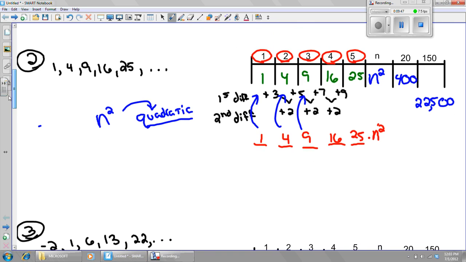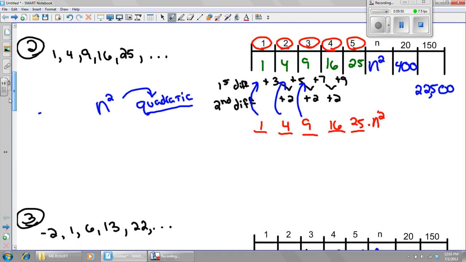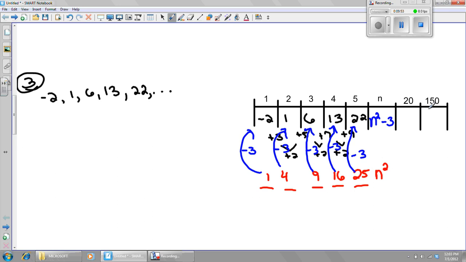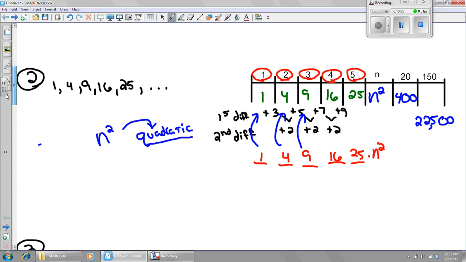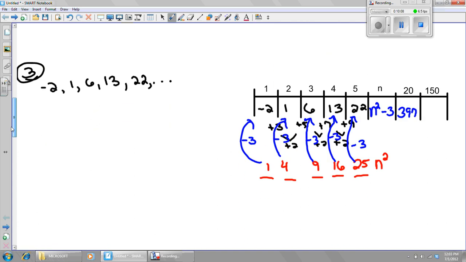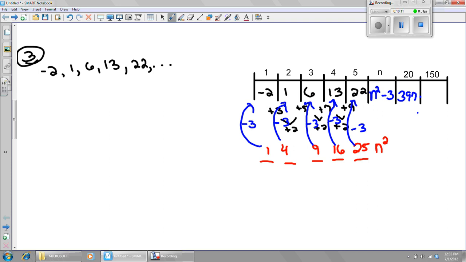I can look up here to problem number 2 and see that 20 ended up being 400. Well, for n squared minus 3, it's going to be 20 squared minus 3, which will be 397. Okay, the 150 ended up being 22,500. Well, if I take 3 away from that, that'll end up being 22,497. And there you go. And so our formula was n squared minus 3. And again, that is quadratic. Quadratic. Right, because the exponent is 2.